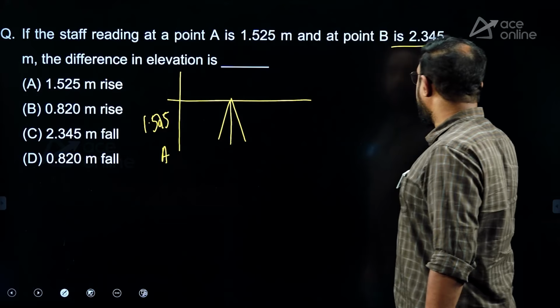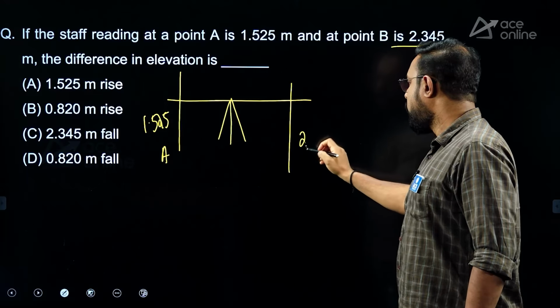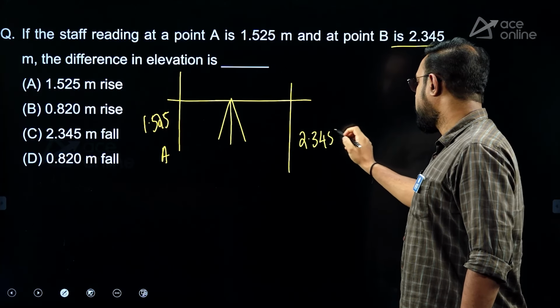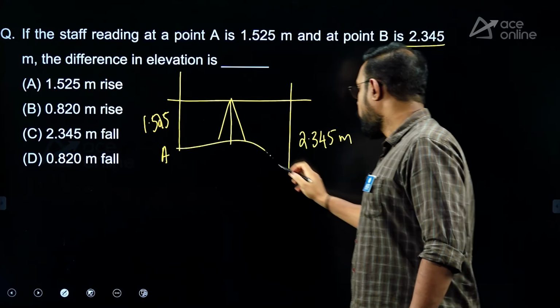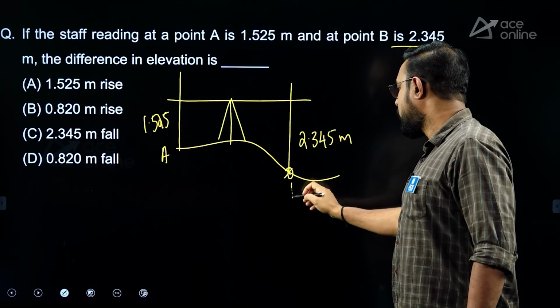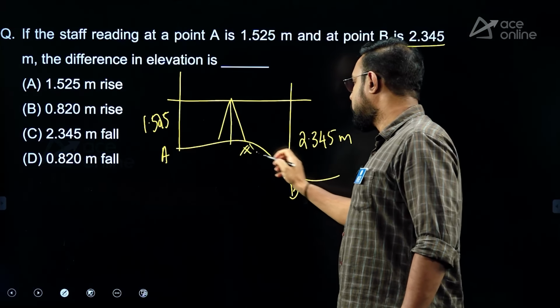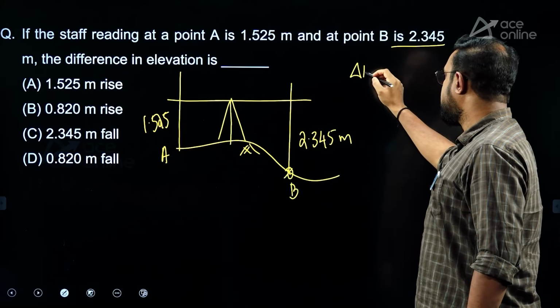And where is my point B? It is 2.345 meters below the line of sight. So this is where my point B is, guys. So tell me, guys, what is the difference in elevation?